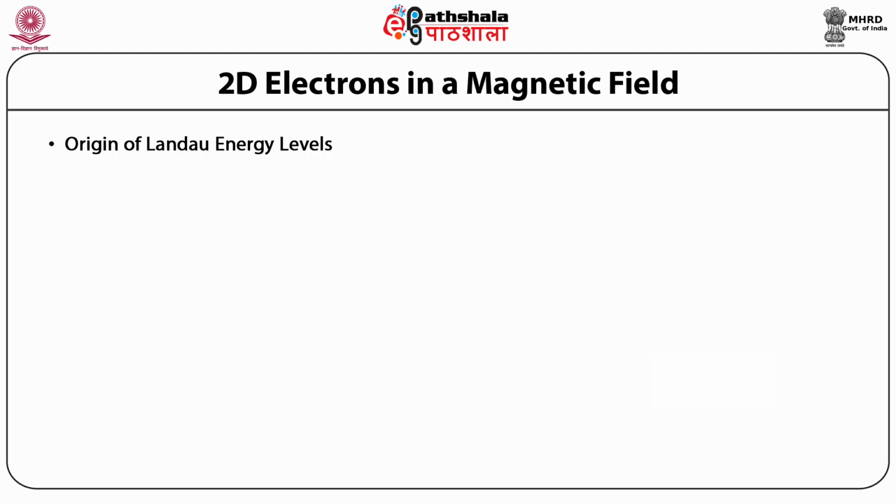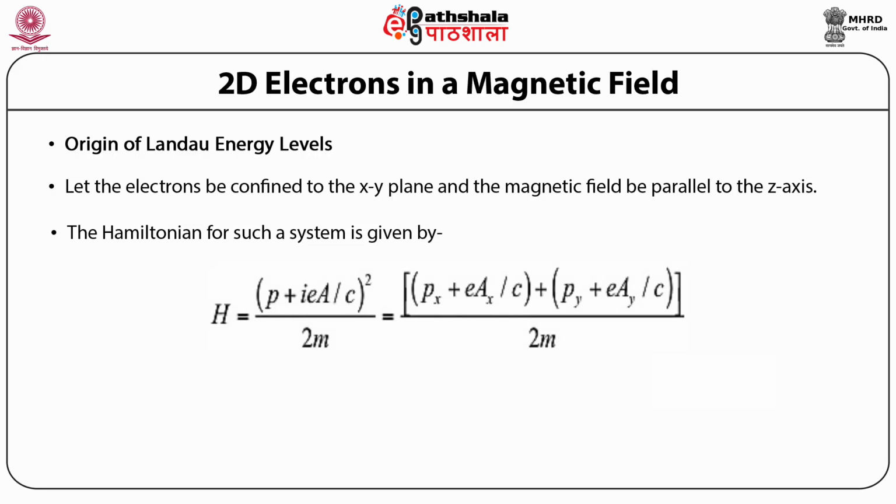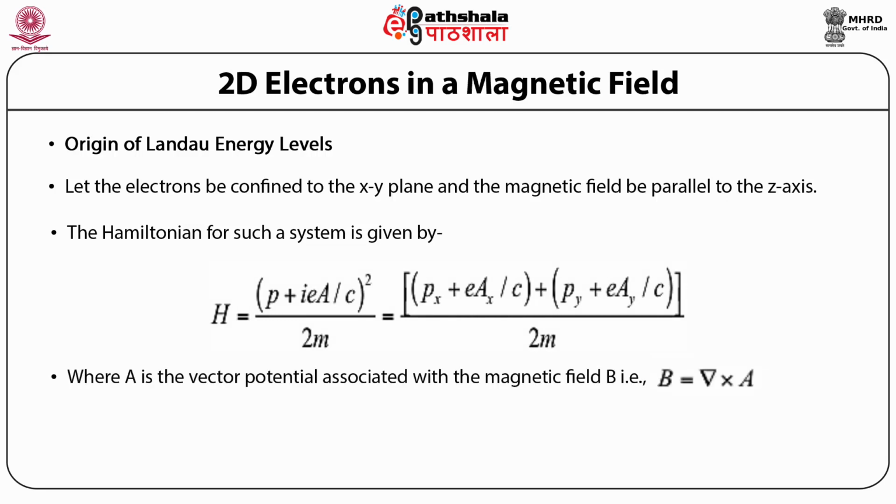Let the electrons be confined to the xy plane and the magnetic field be parallel to the z-axis. Understand the situation? The Hamiltonian for such a system is given by the following expression. Here, A is the vector potential associated with the magnetic field B, so B is equal to del cross A. In the Hamiltonian, you have only the x and y components of the vector potential and also of the momentum.